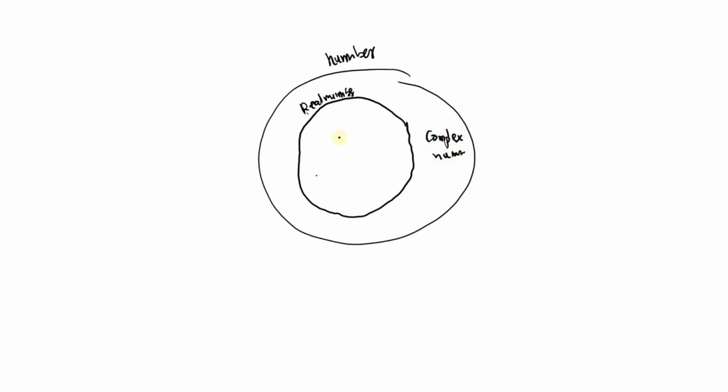Then the real numbers are further divided into two. The ones that are inside here are called the rational numbers. And the ones that are outside are called irrational numbers. The rational numbers are further classified into integers, and the integers are classified into whole numbers, and then we will have counting numbers. So let me show you the pictorial diagram on the other side.